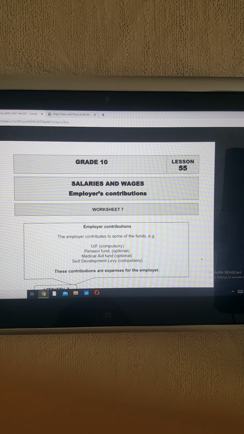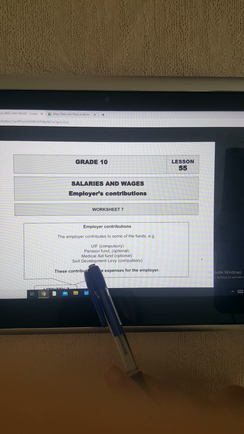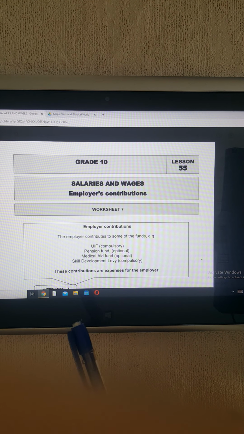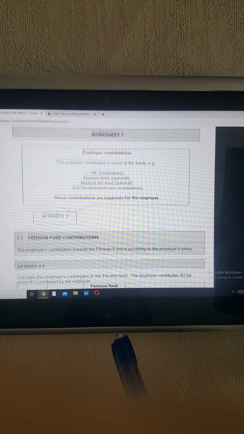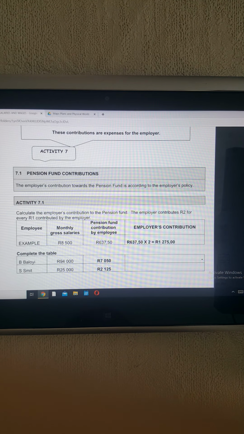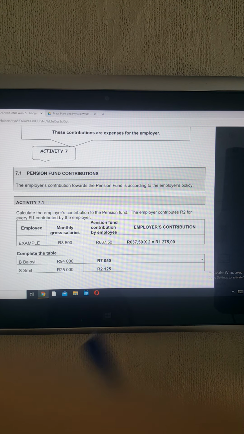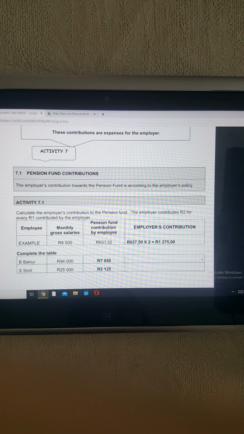So employer contributions: the employer contributes to some of the funds, for example UIF, which is compulsory for them to contribute to. The pension fund is optional, a medical aid fund is optional, and the skills development levy is compulsory. These contributions are expenses for the employer, right? So now let's look at the example and then I'll explain the difference between an employer and an employee. Calculate the employer's contribution to the pension fund. The employer contributes 2 rand for every 1 rand contributed by the employee, right?